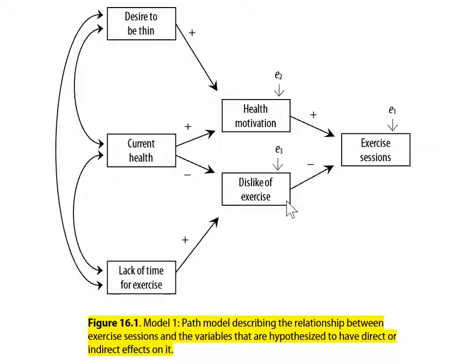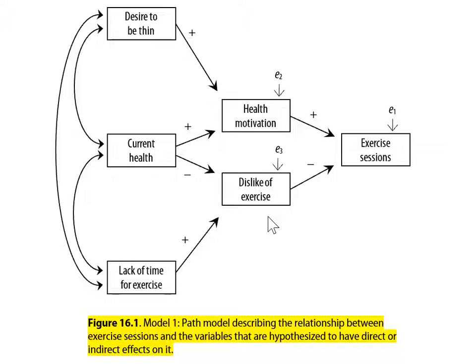She believes it'll be negatively influenced by dislike of exercise. Notice we have a negative symbol here. Higher you score on dislike of exercise, the fewer exercise sessions you'll engage in. She believes health motivation is positively determined by the desire to be thin and positively determined by current health. Current health is the one new variable that I've added to this theoretical model that goes beyond the 4-factor model of exercise behavior that we spent most of the semester talking about.